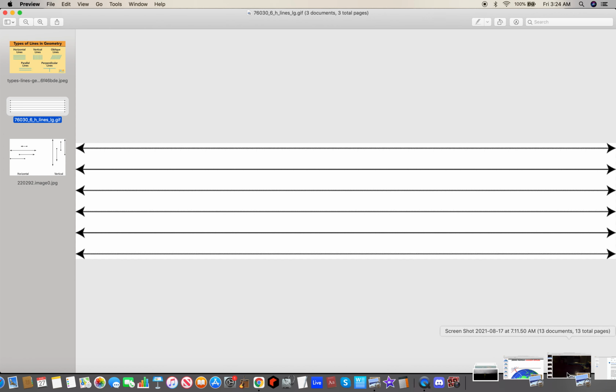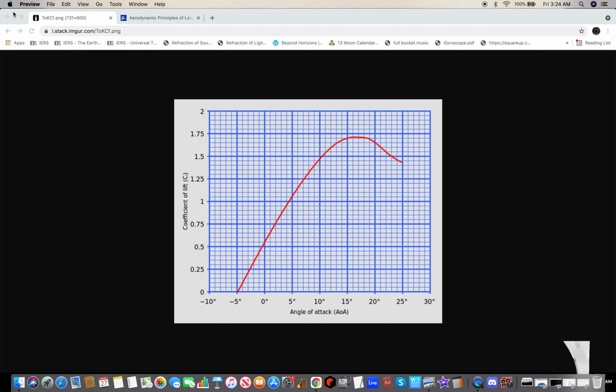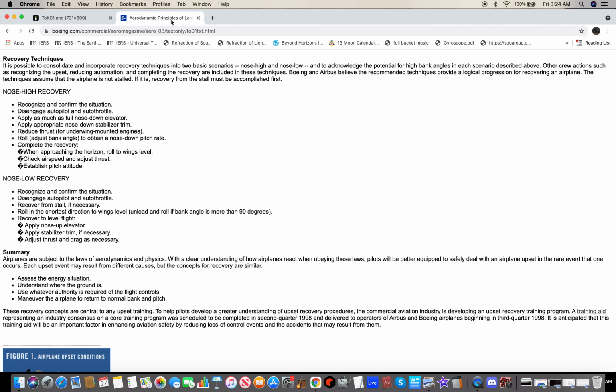So, I'm just going to go back to here a sec. This is from Boeing, right? Recovery techniques. Nose high recovery, nose low recovery. I'm not going to read all of this, but it's there for whoever wants to read it.